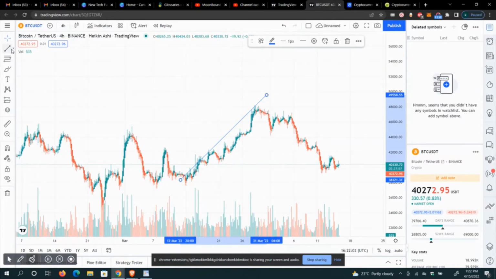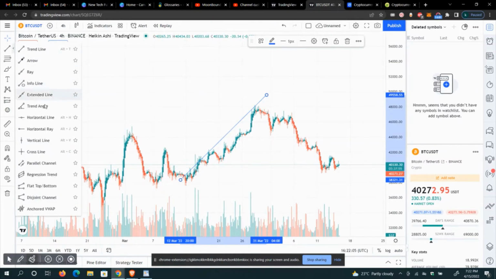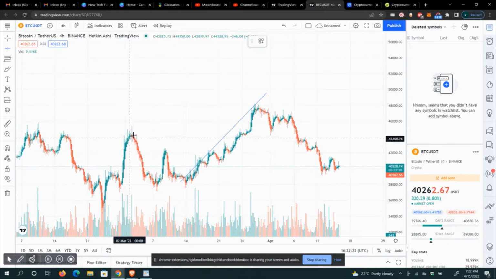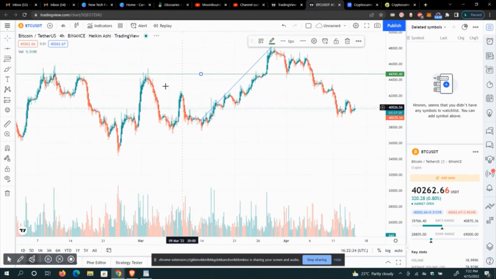We are also going to be talking about another tool here. I am literally using tools that I'm comfortable with, or tools that I use most of the time. I'm not going to be talking about all of them, but I'm going to be talking about the major ones. So let's use this horizontal line. What is a horizontal line used for? You can also use a trend line to do what I'm doing.